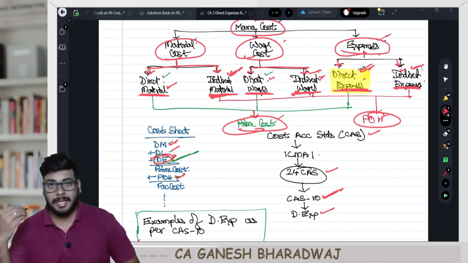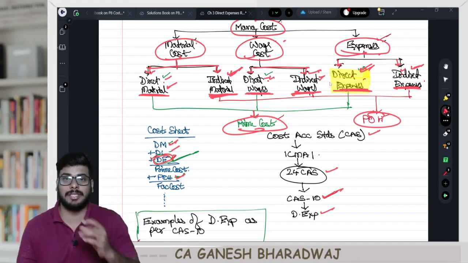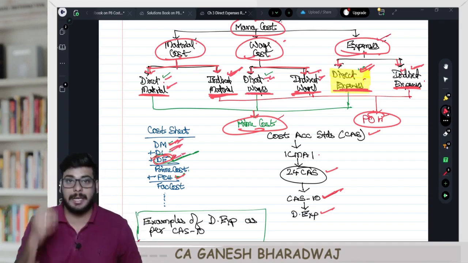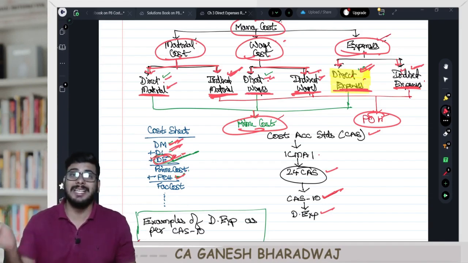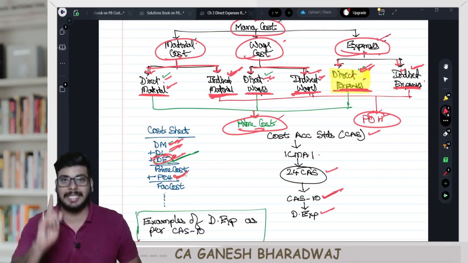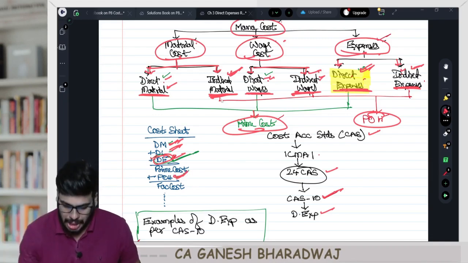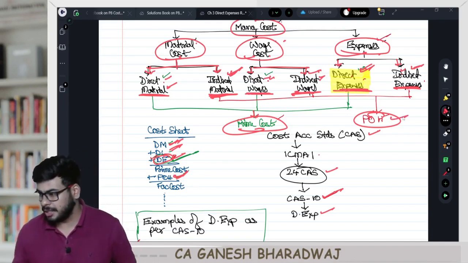So on the face of the cost sheet, the direct cost items will be appearing separately: direct material, direct labor, direct expense. Whereas the indirect manufacturing cost will be clubbed together and appear as a single figure called POH. Your indirect material plus indirect wages plus indirect expense clubbed together will be called POH. This is a background that I want to give.